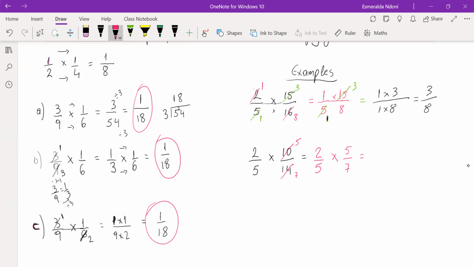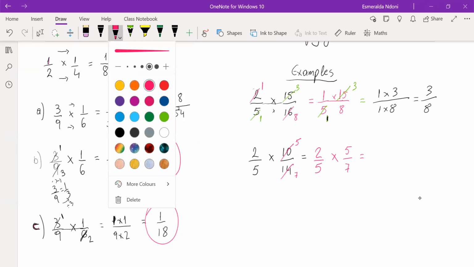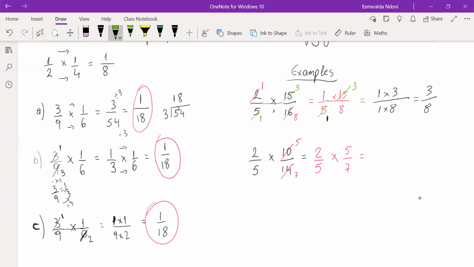Before I work out this sum, I see if I can simplify some more. Sometimes you can, and sometimes you cannot. So let's do that. I can see that 5 and 5 can be cancelled down. 5 divided by 5 is 1, and 5 divided by 5 is 1. Remember, you can cancel down only when you're multiplying. Now I can work it out. 2 times 1 is 2, and 1 times 7 is 7. And this is the finished answer.